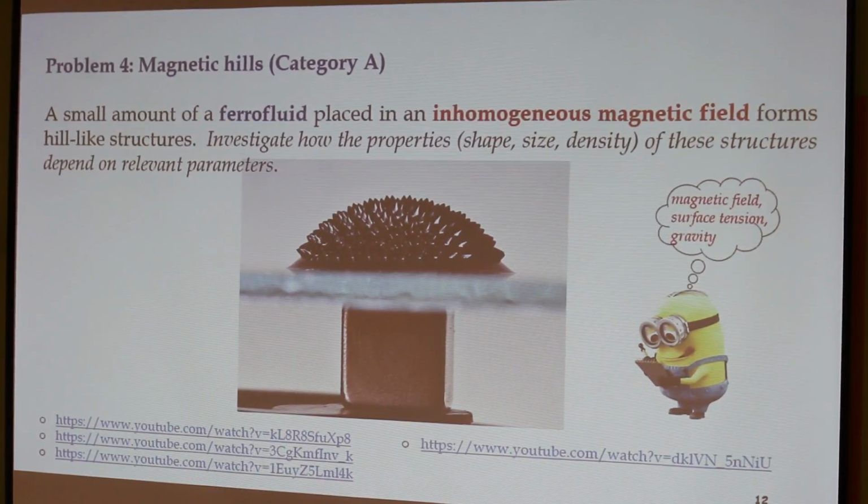Okay, right? And what you're supposed to do is to work on inhomogeneous magnetic fields.